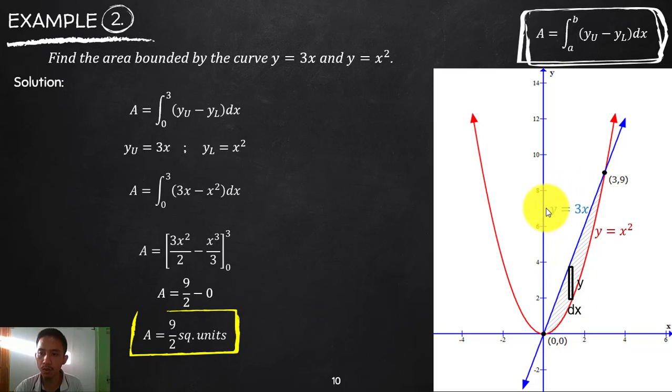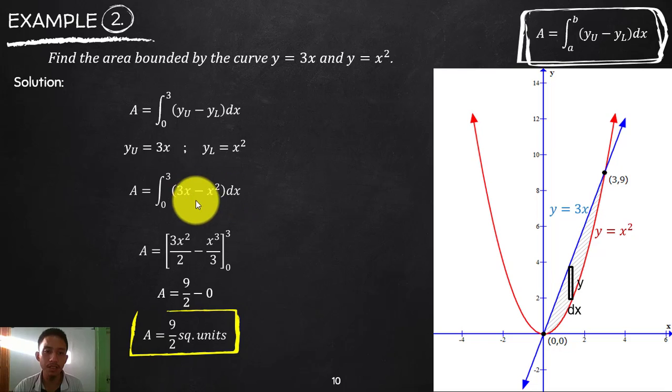What is the y upper? That is the y of the line. That is a good thing, since again y is already separated. So y is 3x. And then y lower is the y of the red, which is x squared. So y upper minus y lower, a simple equation, simpler than a while ago.